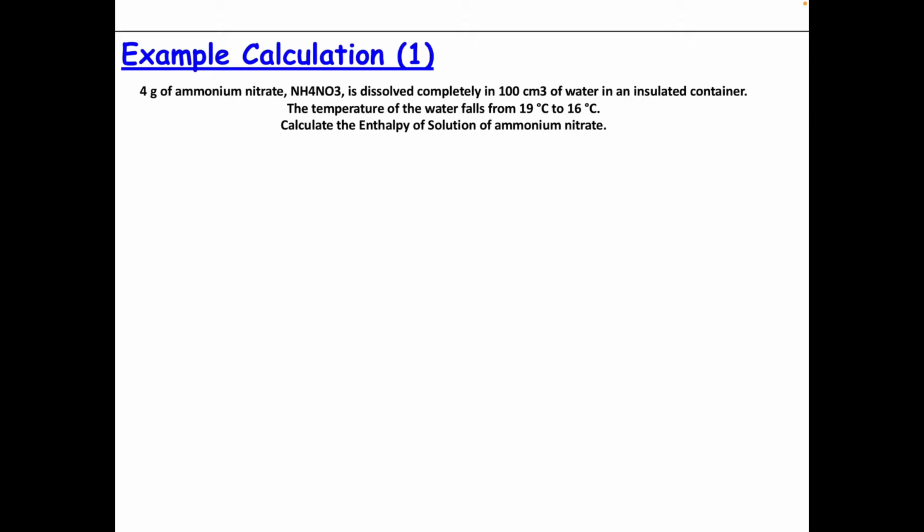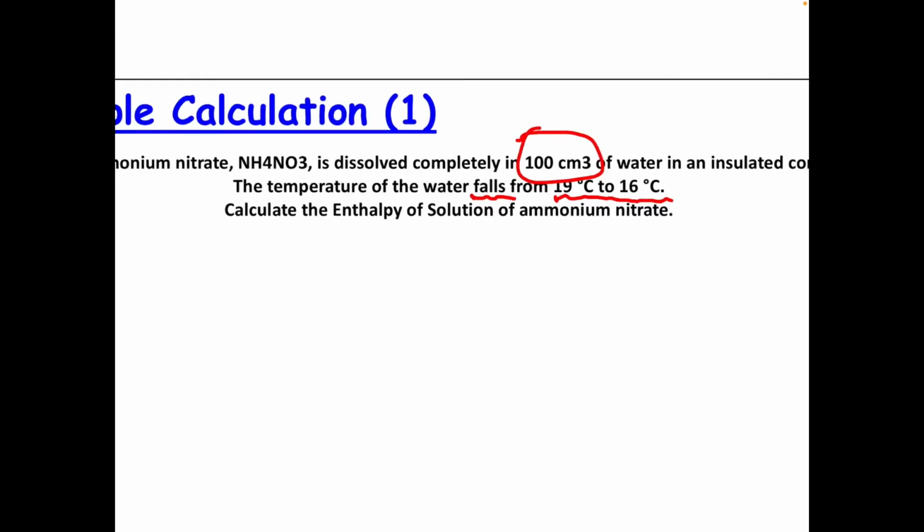So we've got 4 grams of ammonium nitrate, which completely dissolves in 100 centimetres cubed of water. That's going to be our mass of water right here, in an insulated container. The temperature of the water falls, so that's obviously going to be endothermic because the water loses energy, so the chemicals must gain energy. It falls 3 degrees Celsius. So let's work out the energy change first.